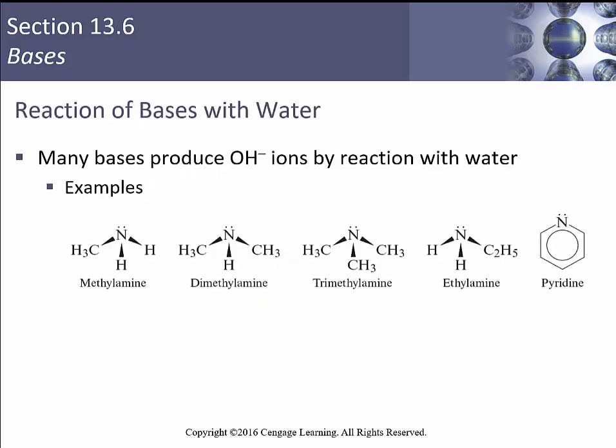Here's how bases are going to react with water. Some of them are straight up going to produce OH minus. Our strong bases, lithium hydroxide makes OH minus. Strontium hydroxide is going to make 2 OH minuses per mole. What about some of these weak bases? Well, if you look, a lot of these are going to contain nitrogens with a lone pair of electrons. So methylamine, dimethylamine, trimethylamine, ethylamine, pyridine. These guys are going to be able to pick up a proton.